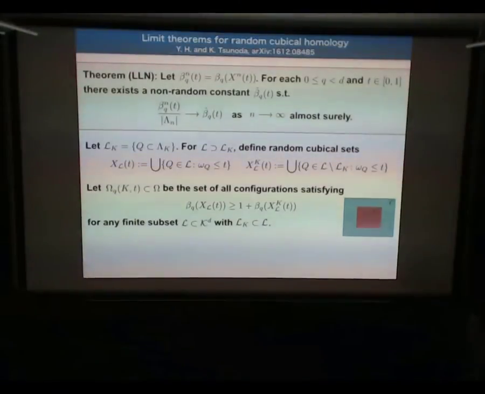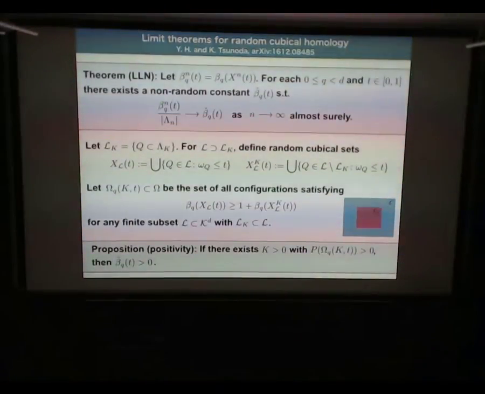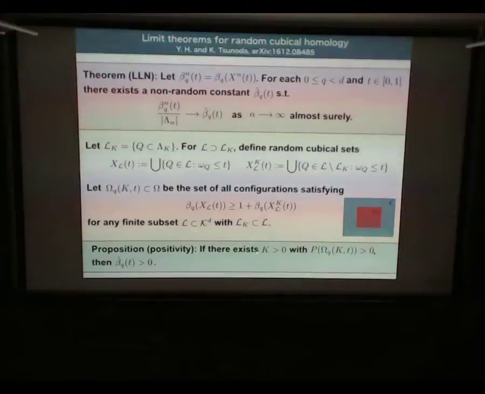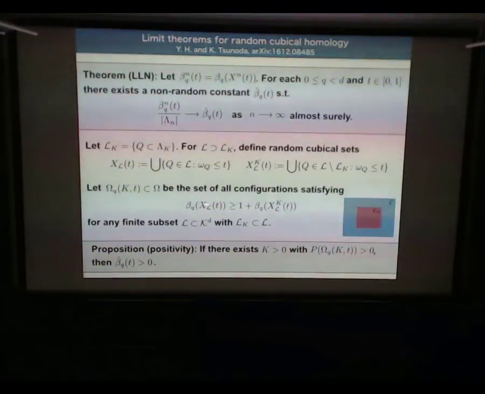Then under this preparation, we can show the following positivity result. So it's a sufficient condition. If there exists some constant K with this property, so the probability of this event is positive, then this limiting constant itself is positive.